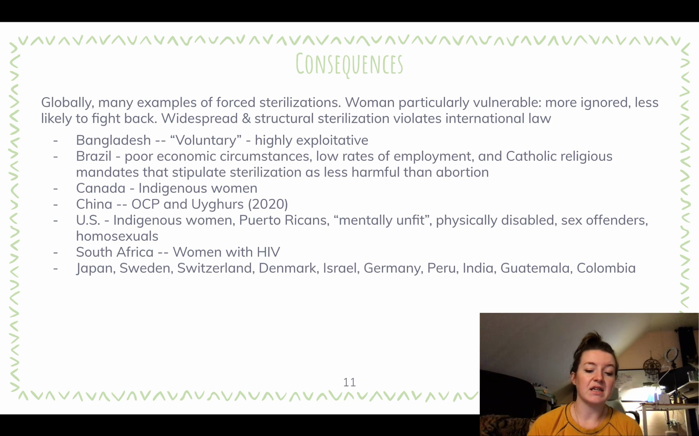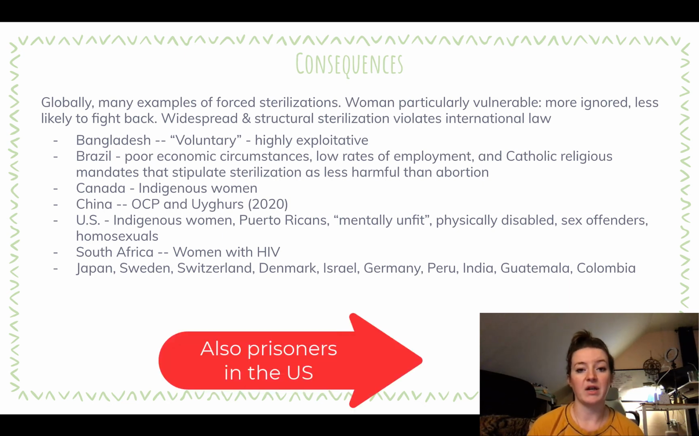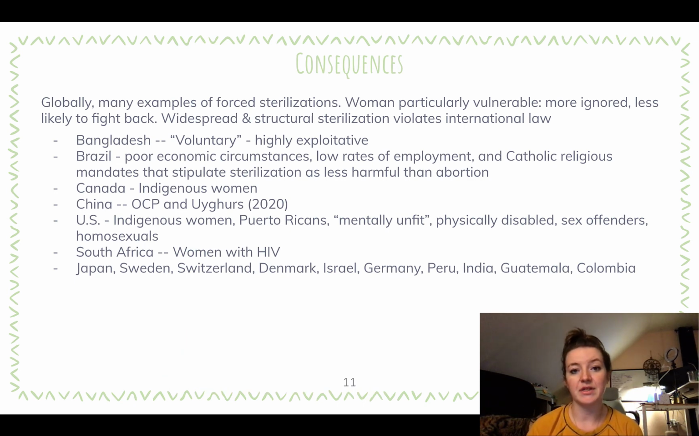In the United States, we've also committed a lot of forced sterilizations of Indigenous women, of Puerto Ricans, of people we consider mentally unfit, and this includes a lot of different groups, including women who got pregnant when they were unmarried, and women who were considered promiscuous, people who were physically disabled in some way, sex offenders, and homosexuals. In South Africa, women with HIV have reported being sterilized without their knowledge or consent.